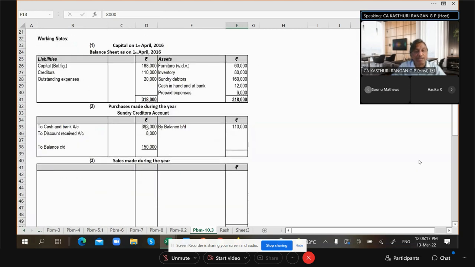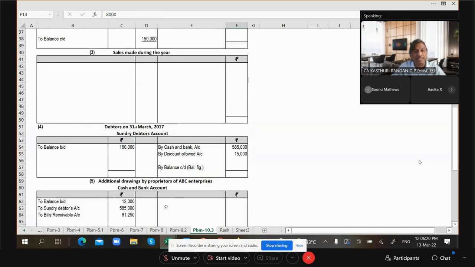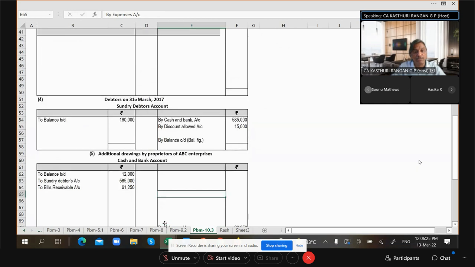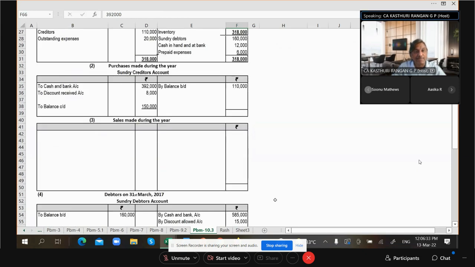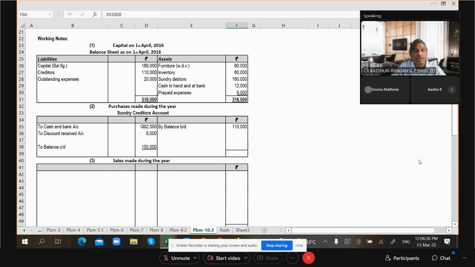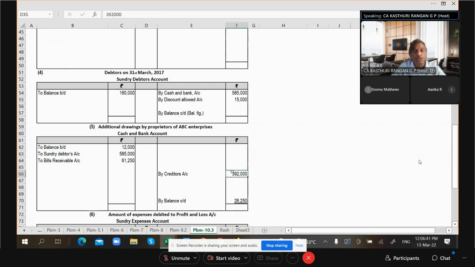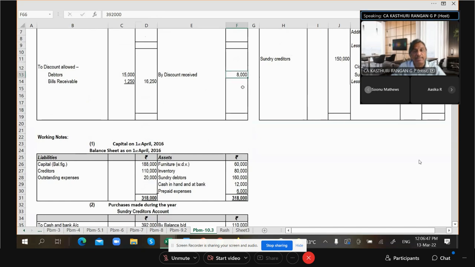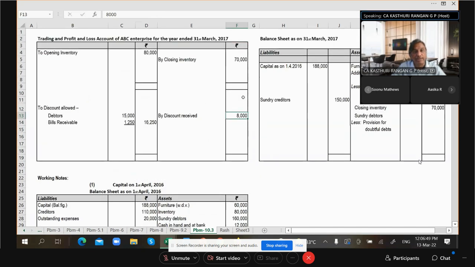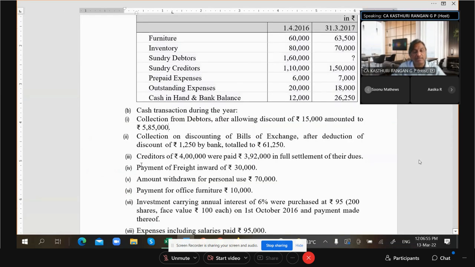And you made a payment of 392 to the creditors. We have to put it in the cash and bank account by creditors. How much? By creditors 3,92,000. So creditors account debit 4 lakh to bank 392, to discount 8. Discount is gain. Take it to the profit and loss account. Okay, trading P&L account. Every transaction, if you enter properly, it is easy.